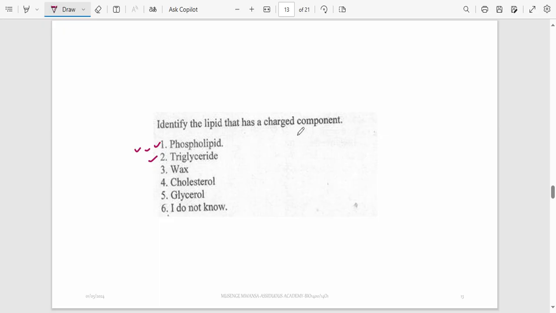Okay, remember for phospholipids you add a phosphate, and I said that the phosphate head is negatively charged. And triglycerides, when you remove one fatty acid, that's when you can form a phospholipid. So triglycerides don't have a charged component. Okay, so the best would be one.